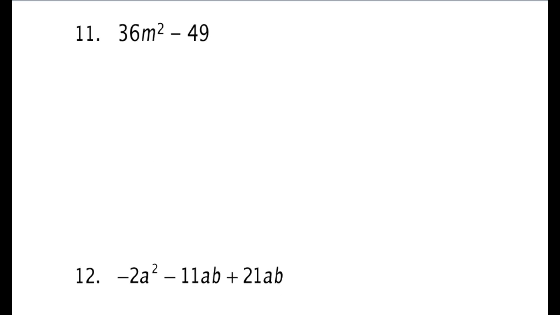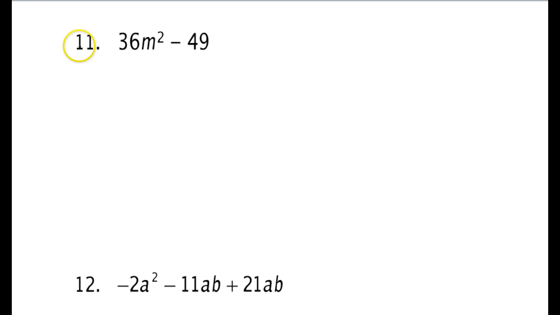And then 11, look for a GCF. Is anything going into 36 and 49? I can't think of anything, so next step. Hopefully you saw the red flag here. 36 and 49. Both perfect squares. This is 6 squared, and this is 7 squared. So this will be just a quick factoring, no work to even show.